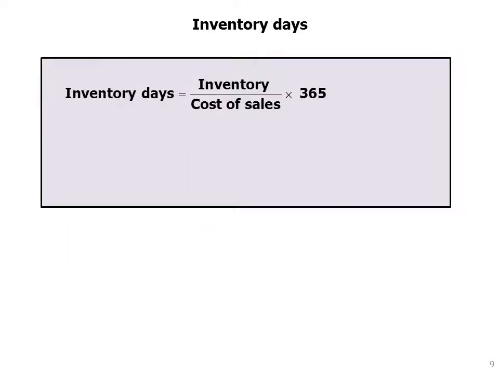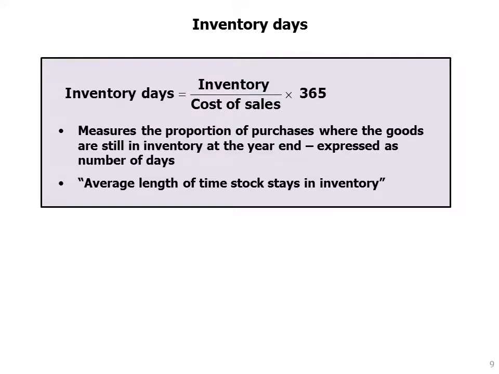And finally, inventory days. So inventory days defined as inventory divided by cost of sales in this case times 365, and this measures the proportion of purchases where the goods are still in inventory at the year end. It expresses a number of days, or alternatively, the average length of time that stock stays in inventory.